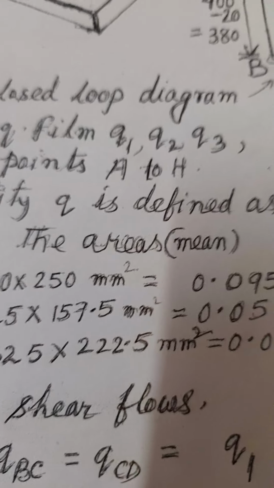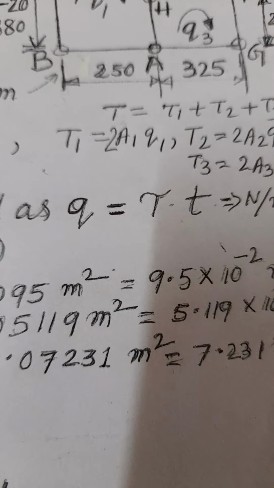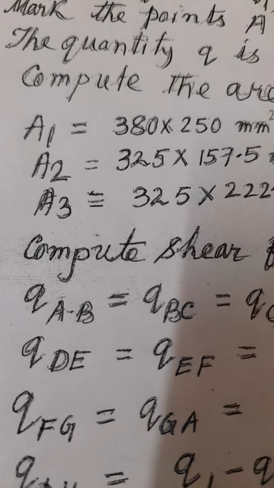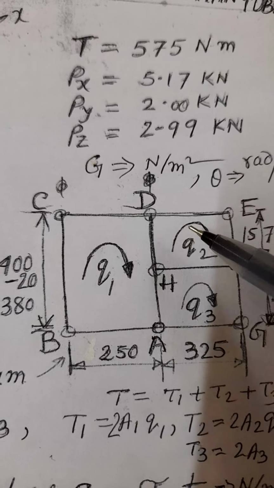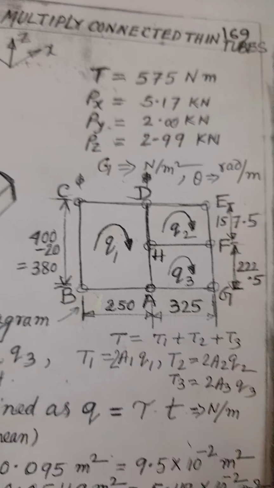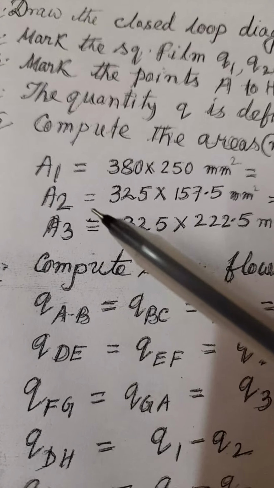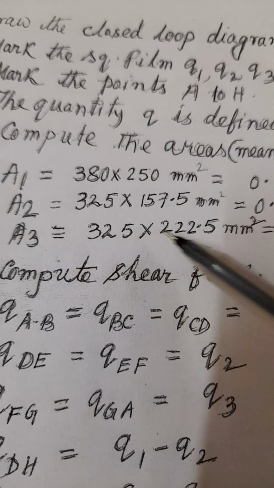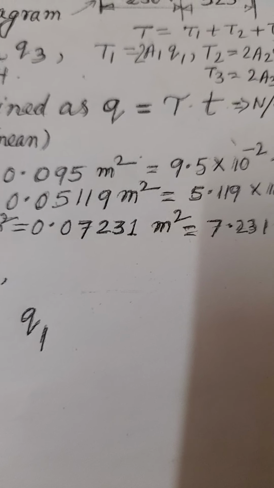The quantity Q is defined as Q is equal to tau into T, where T is the thickness. Q dimension, Q is Newton per meter. And now we have to find out the area A1. A1 means this area, A2 this area, A3 this area. So A1 is equal to this one, A2 is equal to this one, A3 is equal to this one. You just express this in meter square.